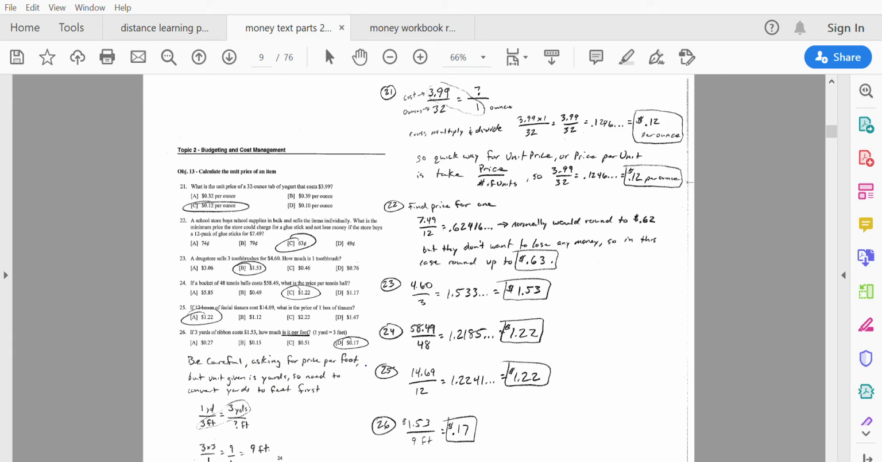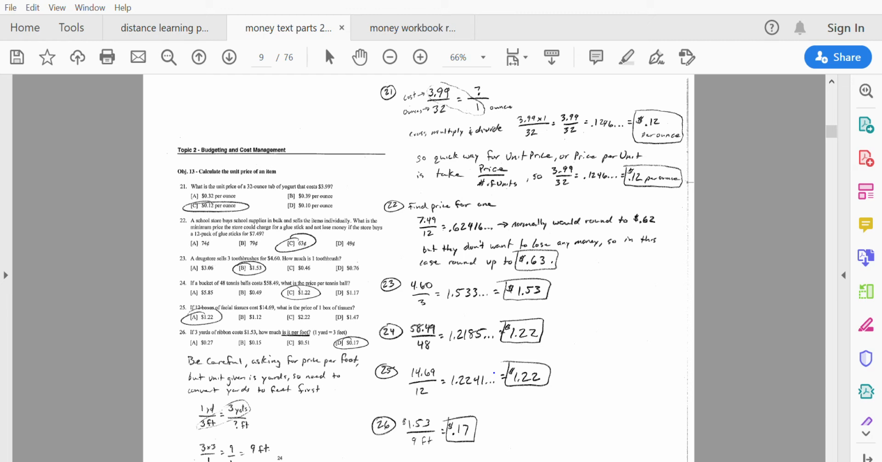So now when we have to find the unit price per foot, we take the price of $1.53, and we actually get 9 feet for the $1.53. We divide that, we get 0.17. So it would be 17 cents per foot. Okay, so that is objective 13. I will do a separate video for objective 14.